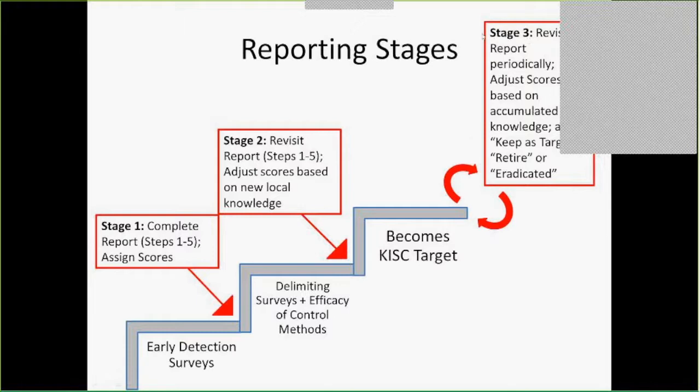So then we revisit the report periodically over time and we adjust scores based on accumulated knowledge. And that allows us to assign a status like, okay, keep as target and look into this. And it actually becomes a really good management tool, because when you sit down and look at this in detail, you start to realize which obstacles are there, and maybe they've always been there and they just haven't been dealt with yet. So that allows you to assign a status like keep as target, retire if it looks like it's not going down, it's not going to be a feasible eradication target, or hopefully it allows you to assign a status of basically eradicated to our knowledge.